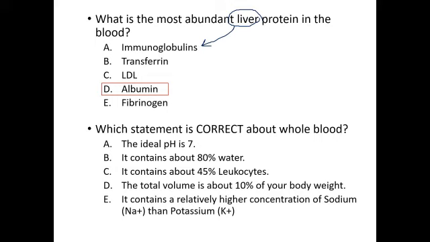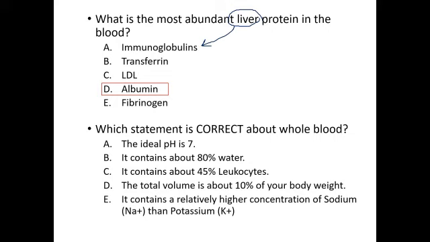It does, however, on average, contain about 45% erythrocytes. Okay, so we have about 45% hematocrit, or red blood cell content. Leukocytes are less than 1% of the whole blood volume. Okay, moving on, D, the total volume is about 10% of your body weight. This is also not correct. The total volume of your blood is about 6 to 8% of your body weight, which generally works out to be about 4 to 6 liters, of course, depending on how large of a person you are.